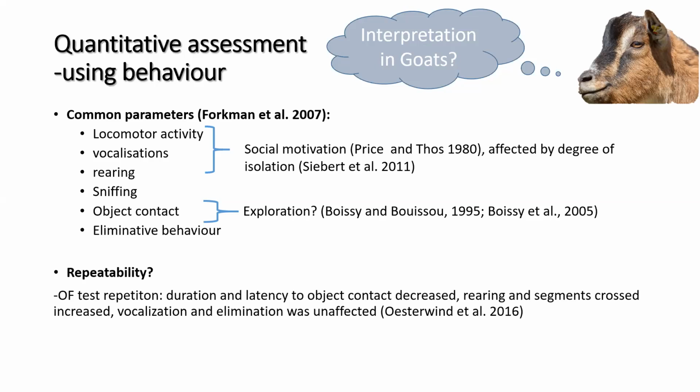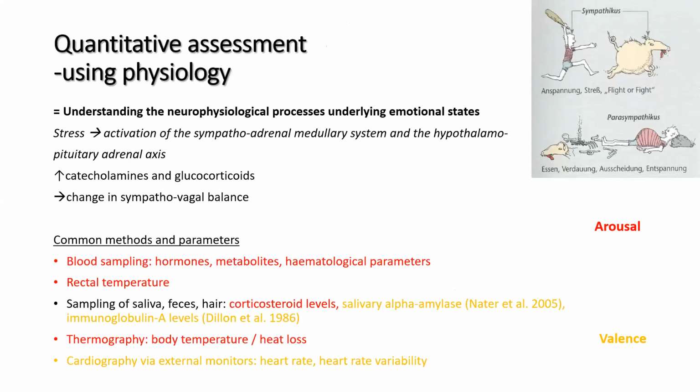So now we get to look at quantitative assessment using physiology. To assess stress, it is important to also understand the neurophysiological processes underlying this emotional state. During stress, activation of the sympathoadrenal-medullary system and the hypothalamo-pituitary adrenal axis, in turn, leads to an increase in synthesis of catecholamines and glucocorticoids, but also to a change in the autonomic nervous system, which can be measured.